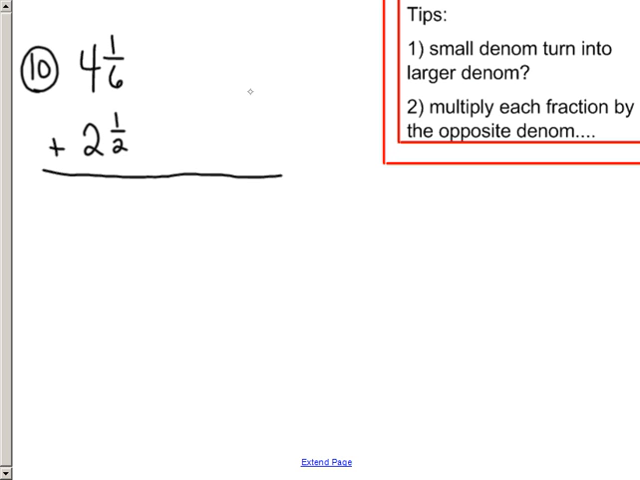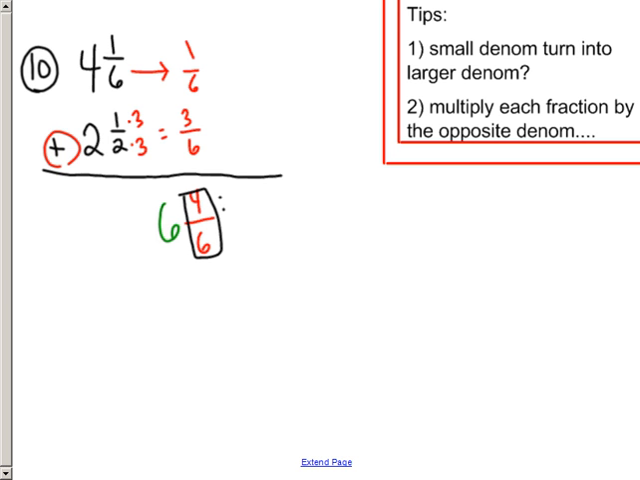Last one. Again, can you make the smaller denominator into the bigger one? Yep. So this will be 3/6. Push that 1/6 out so we can line it up a little better. 1 plus the 3 is 4. And here's 4 plus 2, so that's going to be a 6. Careful though. Be very, very careful. This 4/6 is not simplified. We can divide both of them by 2. So it really becomes 6 2/3. There's your answer.